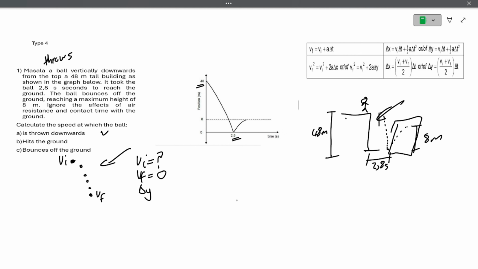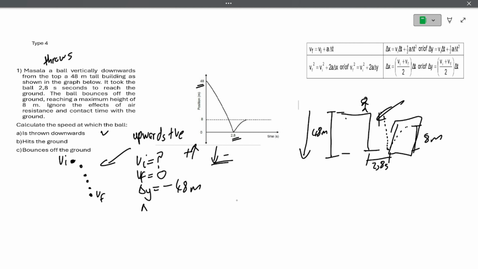What we have to do is also choose direction. Let's say upwards is positive, which means all things going up are positive and all things going down are negative. So the distance covered by the ball going downwards is negative, because the ball is being thrown from the height of a building going down. The distance covered from the height of the building going down is negative 48 meters.